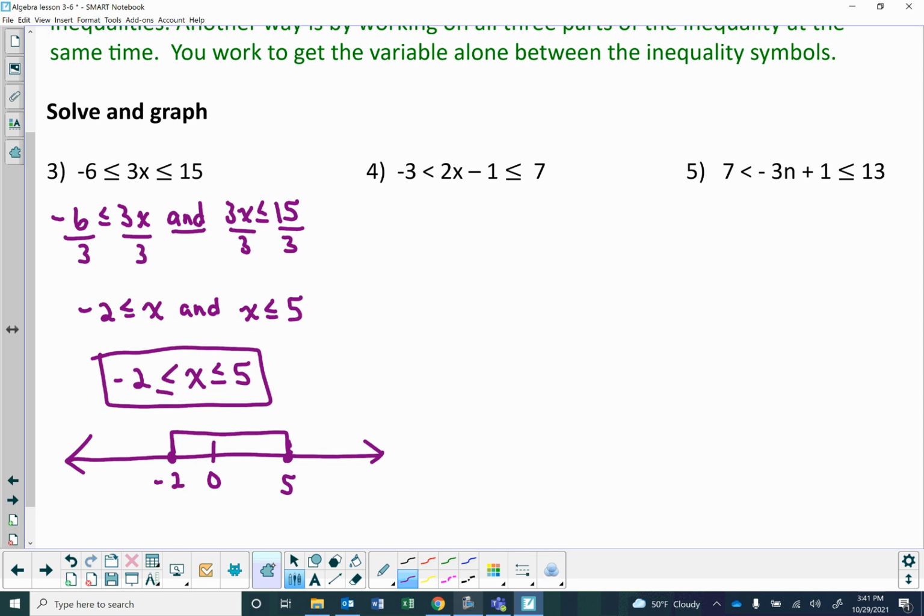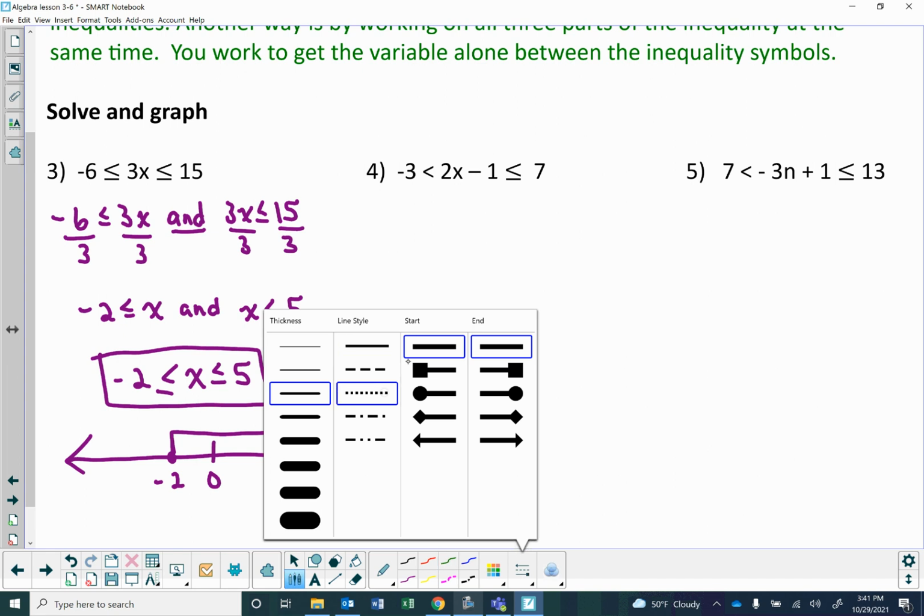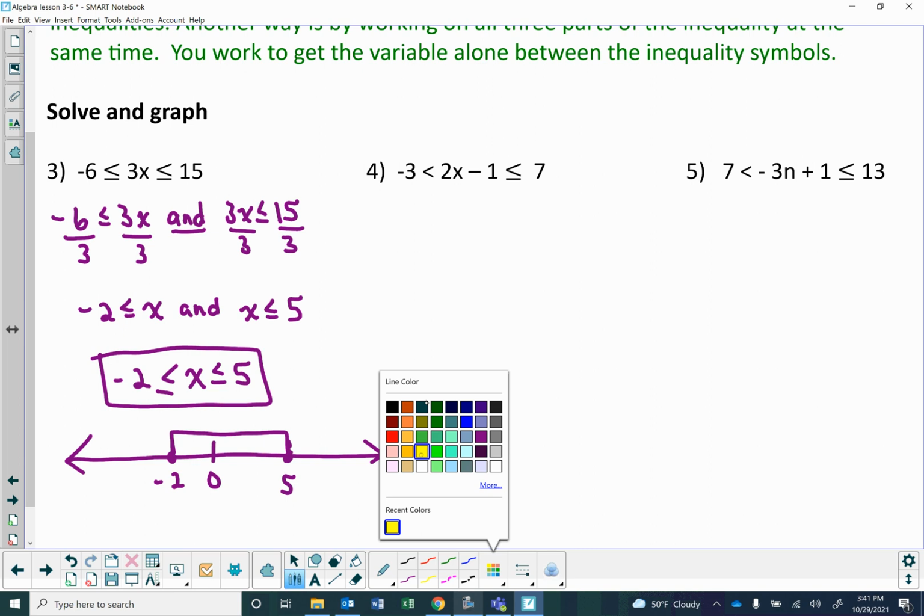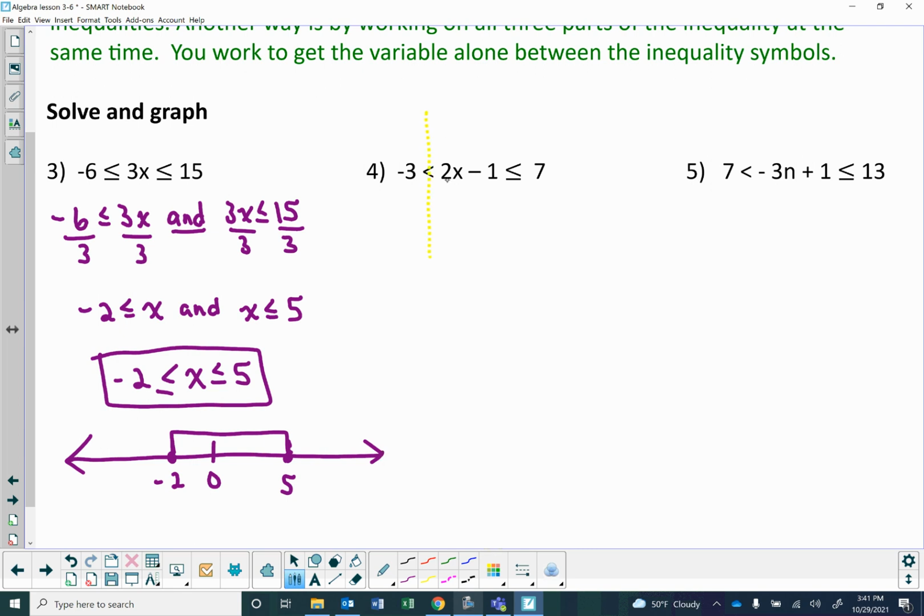So I tend to take them, and if you take a look at equation number 4 here, -3 is less than 2x minus 1, which is less than 7. Basically, we have two lines to our fence, don't we? I need it in yellow. I have a fence here, and I have a fence here. So basically what we're doing here is we're trying to get the x in the middle all by itself, isolated, and everything else is on one side of the inequality or the other.